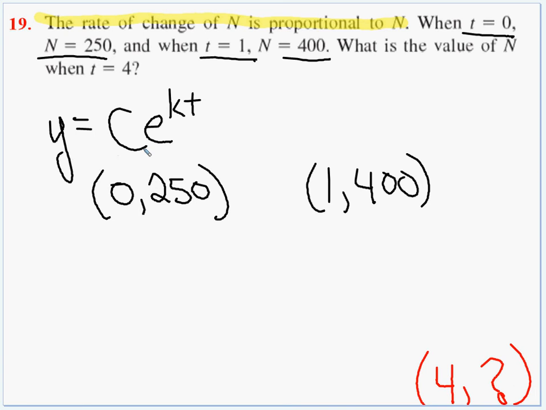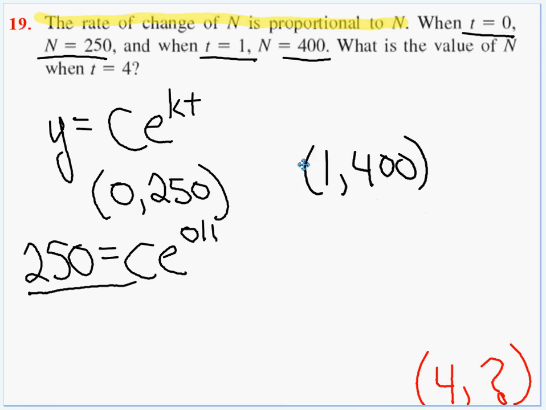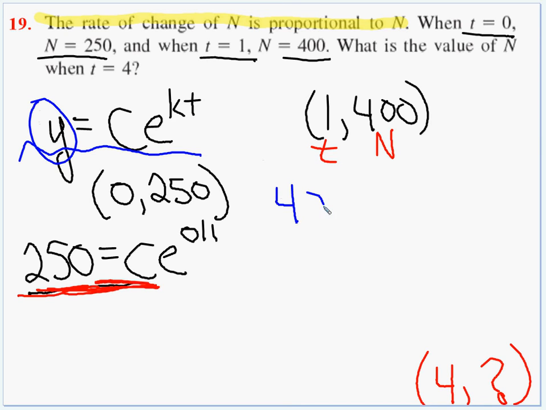Okay, so I've written the formula out once here. Let's plug in our given values. Y is 250 equals c e to the 0k. 0 times anything is 0. E to the 0 is 1. So c is equal to 250. So now we have another point. Here's t. Here's n, and now we have c is 250. So let's plug those into the formula again. So this y turns into a 400 equals this c is now 250. And then we have e to the k times 1. Or I'll just write it as k. There we go.